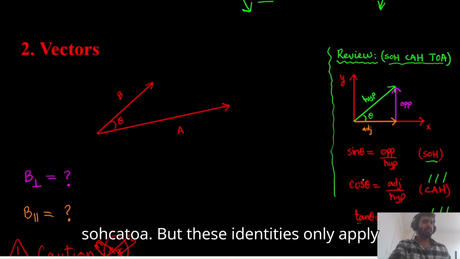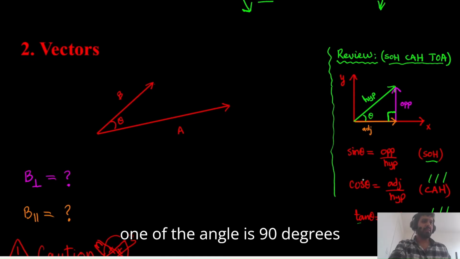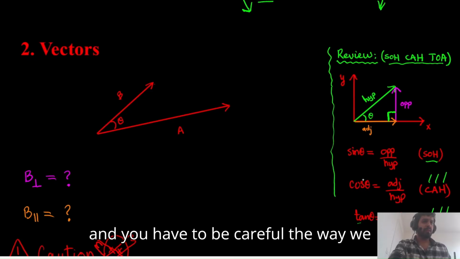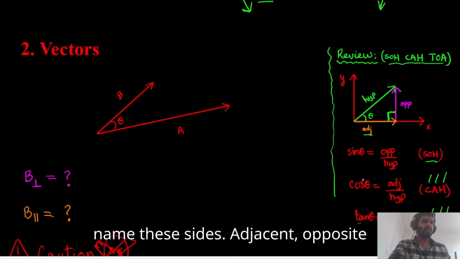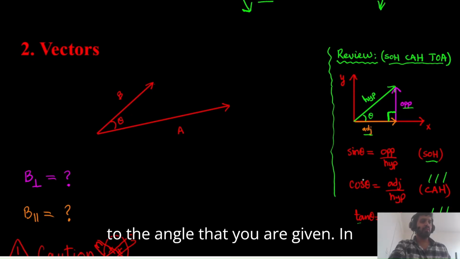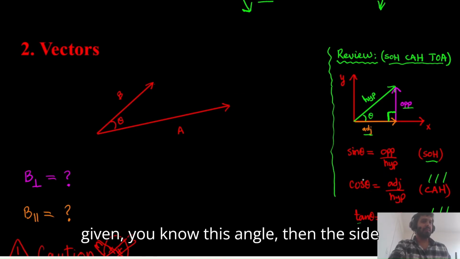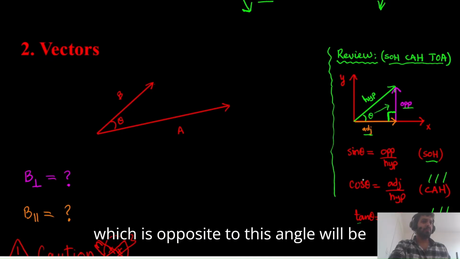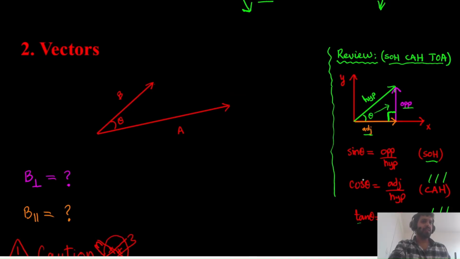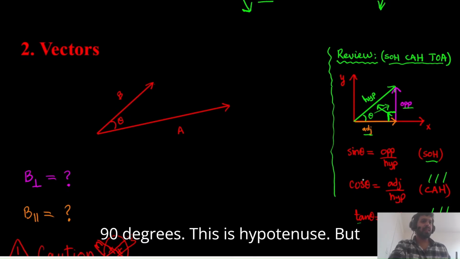But these identities only apply if you have a right triangle, which means one of the angles is 90 degrees. And you have to be careful. The way we name these sides, adjacent, opposite, and hypotenuse, is always in reference to the angle that you are given. In this case, if this is the angle that's given, then the side which is opposite to this angle will be called opposite. The side which is adjacent to this angle will be called adjacent, and the side that is opposite to the right angle, 90 degrees, this is hypotenuse.